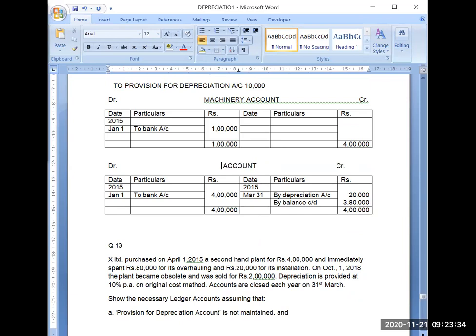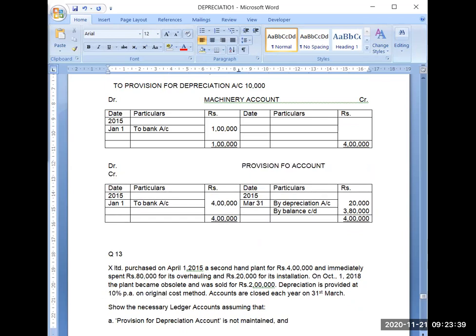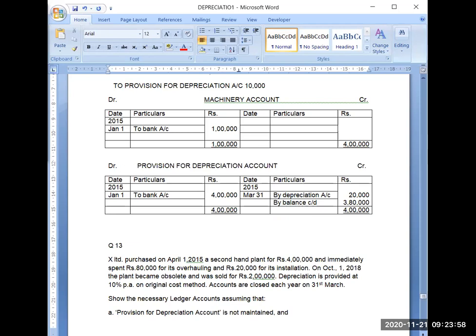Now we will make a new account, provision for depreciation account. Until and unless you are in class 11th and 12th mode, you will not be able to understand the subjects properly. You have to come out of that 10th class understanding. Don't have any wrong perception in your mind that this is class 10th or 9th.